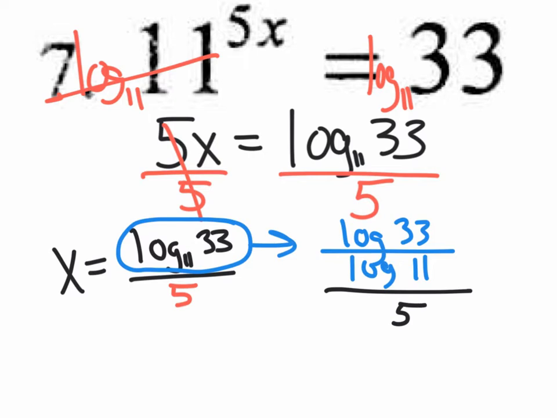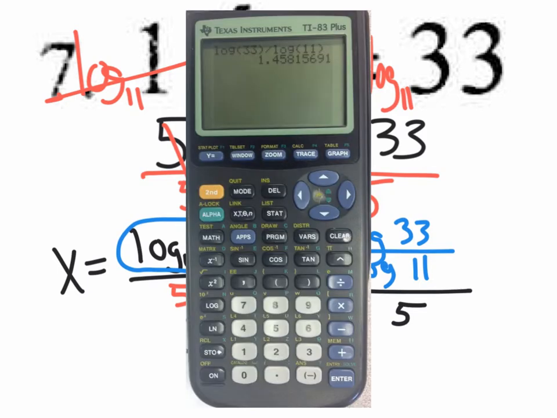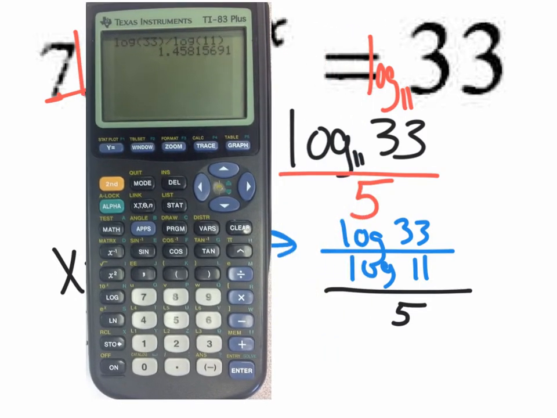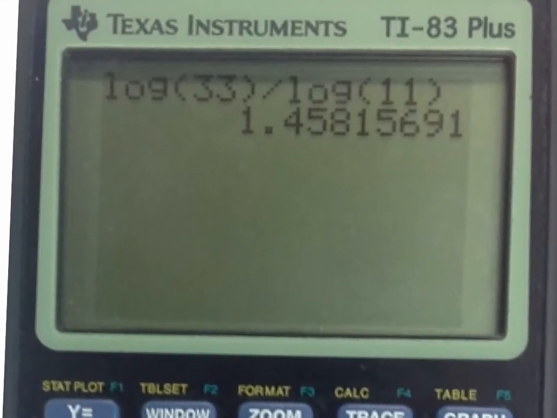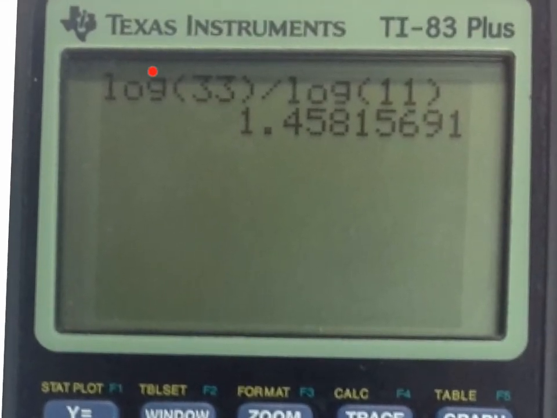So we're actually going to have to do this on a calculator. On the calculator, you're going to do common log 33 divided by common log 11. And if you take a look at the calculator, that's what I did right here. I did common log 33 divided by common log 11, and then I hit equal, and I got this decimal answer. Okay? So that's still not my final answer.